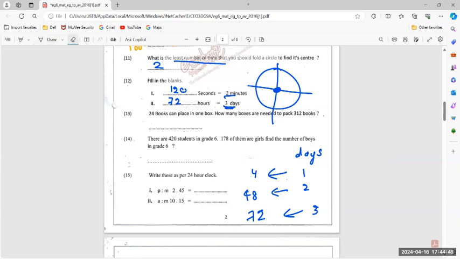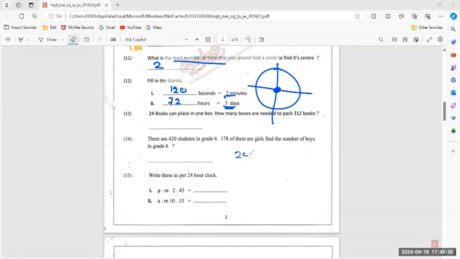Then the next one is, 24 books can be kept in one box. How many boxes are needed to pack 312 books? So 24 books can be kept in one box, and they are asking how many boxes are needed to pack 312 books.